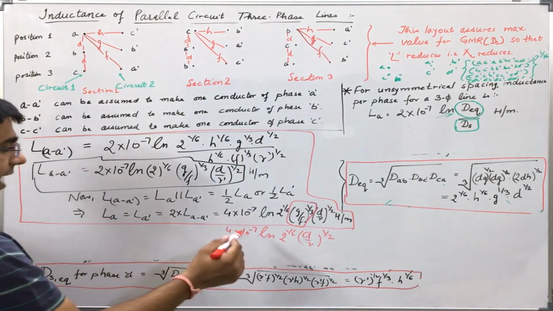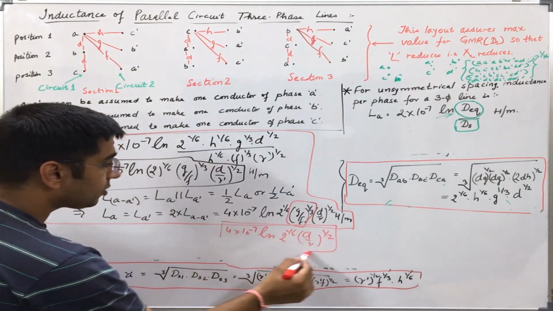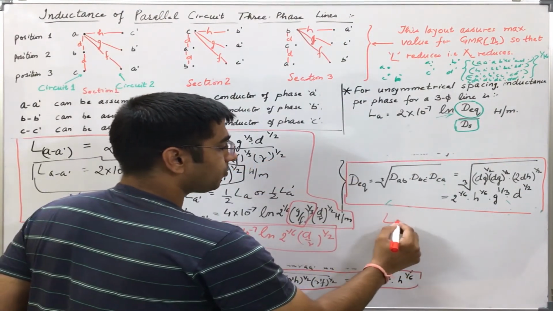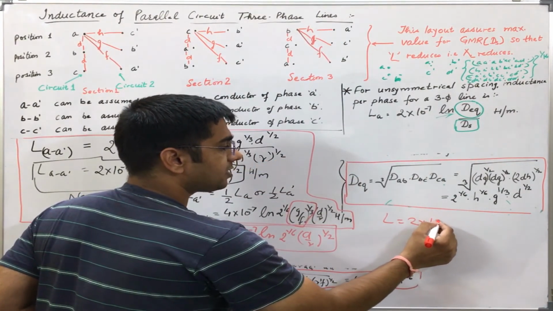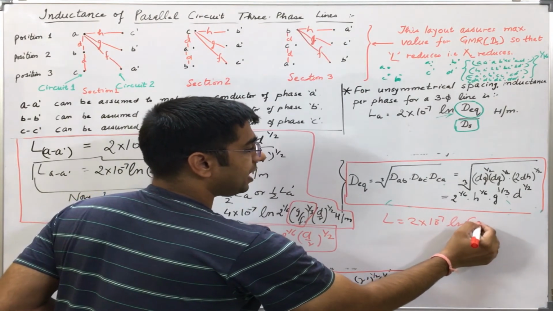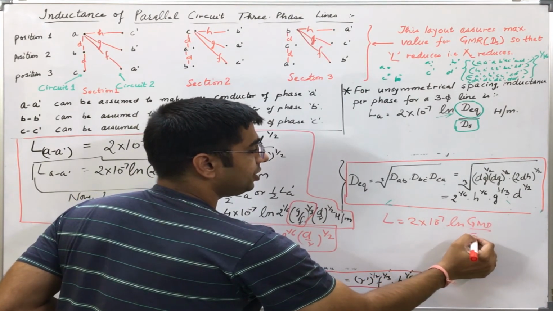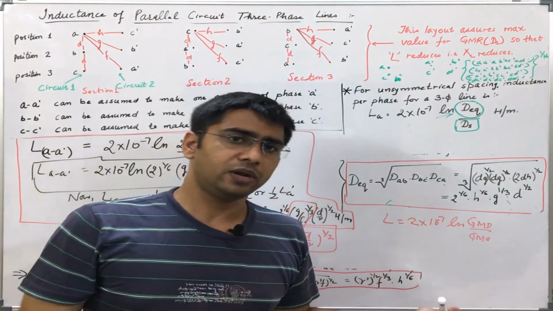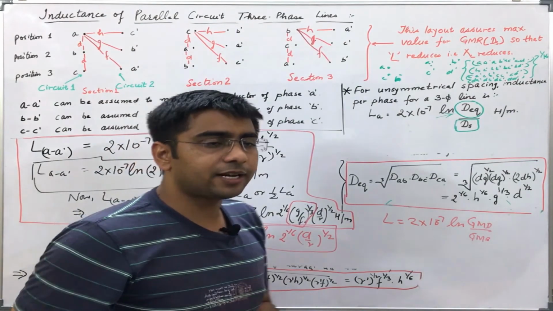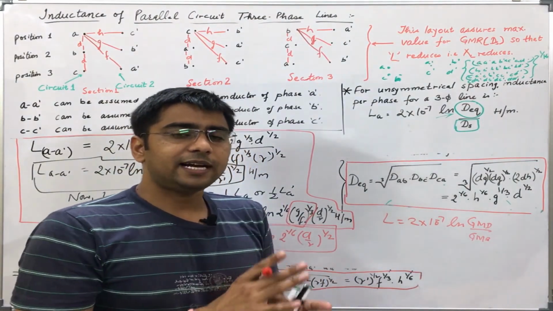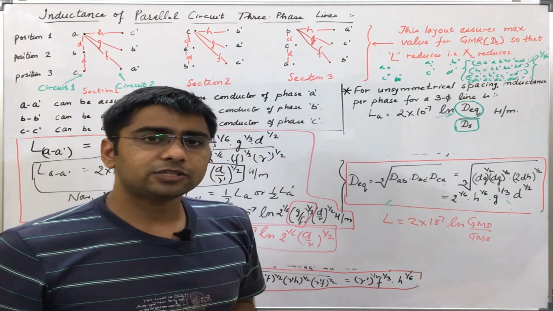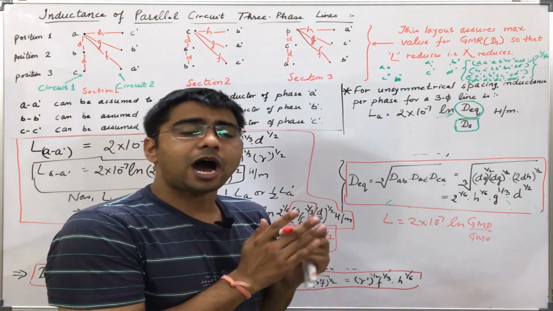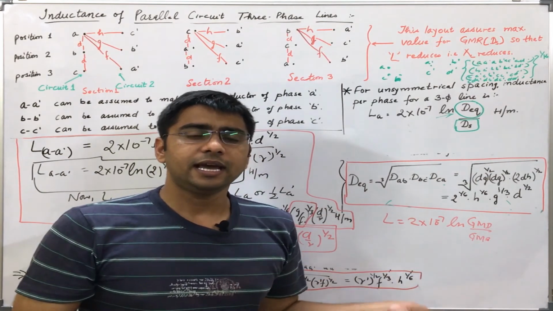In this way, I can derive the inductance of any configuration if I know this formula, that is 2 into 10 to the power minus 7 natural log of GMD upon GMR. Here D equivalent is nothing, just a kind of GMD only. So in this lecture, what we have seen is that we can derive the value of inductance of any kind of configuration for any type of transmission line if I know how to calculate the values of GMD and GMR.